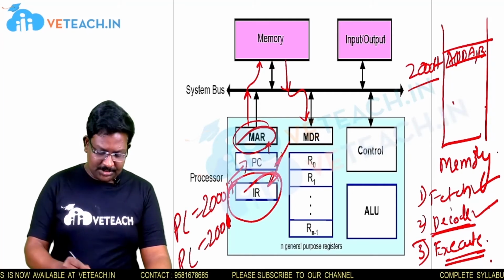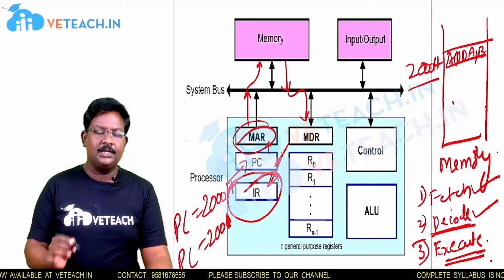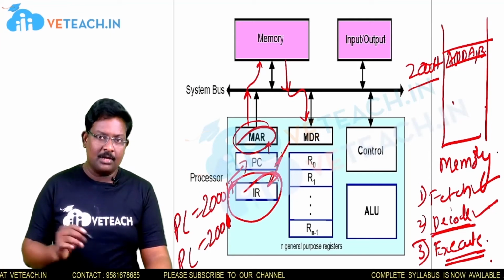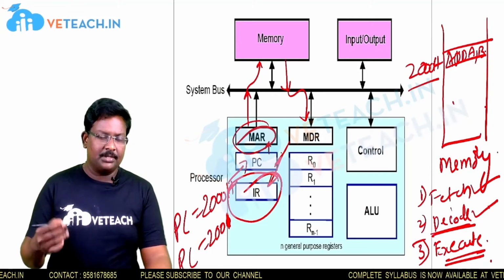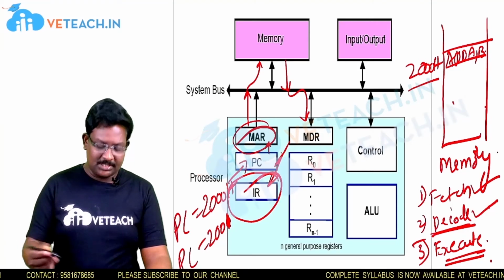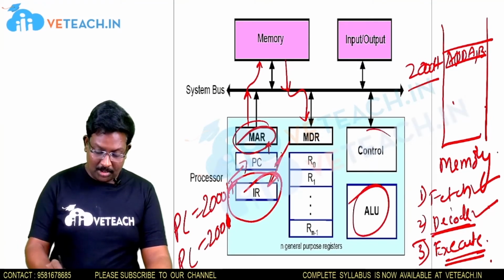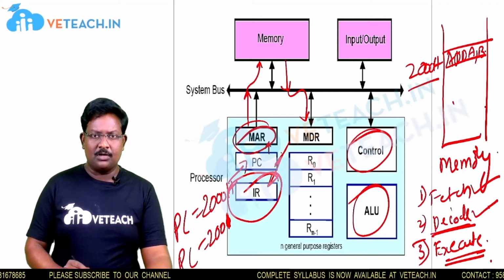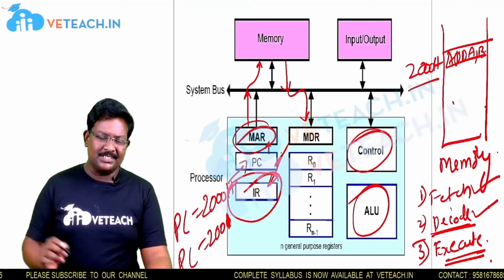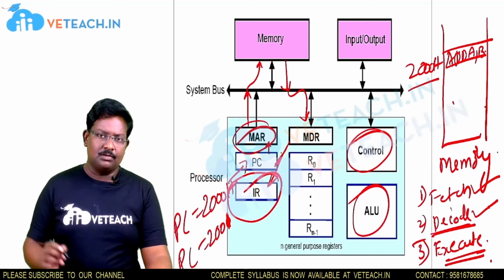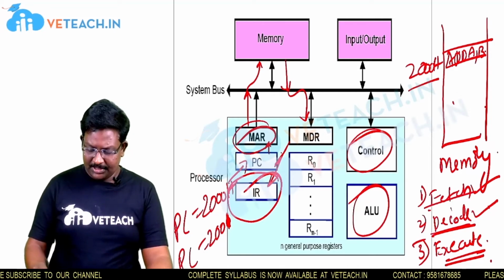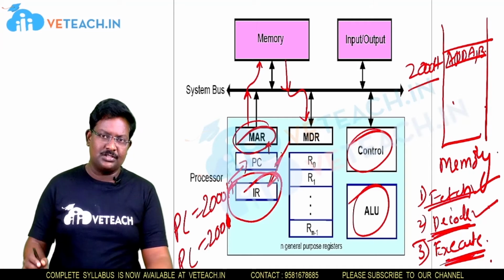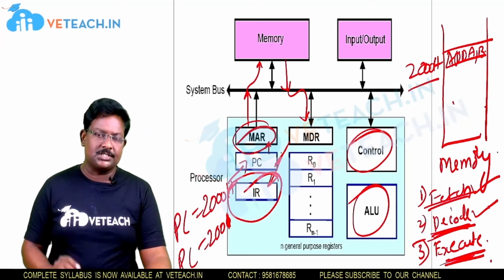After the instruction has been decoded, according to the decoded information the processor performs the execution operation. While executing the particular instruction, it uses the ALU and the control unit. This is what happens when we execute a particular instruction: fetching the instruction, decoding the instruction and executing the instruction. These three have to be performed for each instruction.